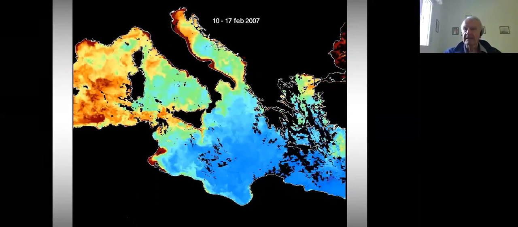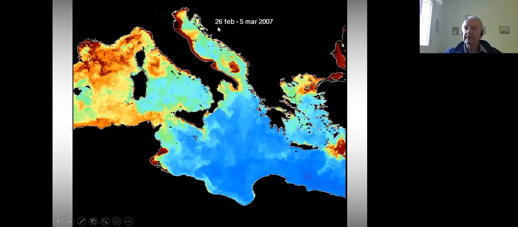Here is the 10 to 17 February. Again, you see that the pattern looks more like the previous one. And here is the 26th to 7th February. Here now the situation has changed, at least in the small scale structure. These areas which used to be bluish now become brownish because of the formation of dense water and the vertical mixing, which increases the primary productivity in the surface area. And this is the clear signal of that.